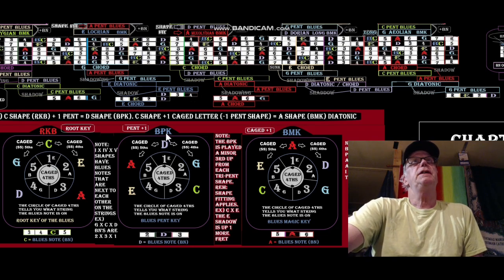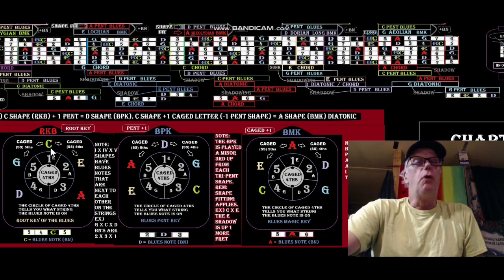So we have C, up a pent scale to a D, down, up a caged word to an A for the blues magic key. The blues magic key is going to be a diatonic, it's going to be a scale. The blues pent key is going to be a pentatonic, and obviously the root key of the blues can be a scale, diatonic, pentatonic, okay, or a chord.